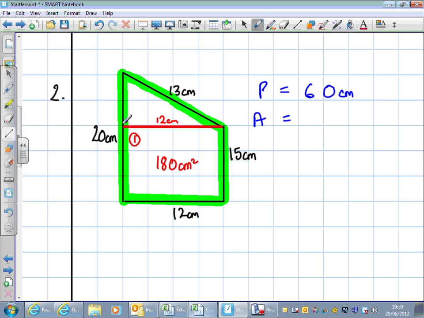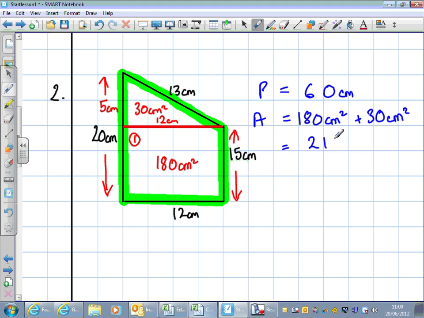And what about the height of the triangle? Well, if this length here is 20 centimeters and this length here is 15 centimeters, then this length here must be 5 centimeters. So the area of the triangle is 12 times the height of 5. 12 times 5, 60, and halve it, 30 centimeters squared. So the area of the combined shape is 180 centimeters squared plus 30 centimeters squared to give us 210 centimeters squared.